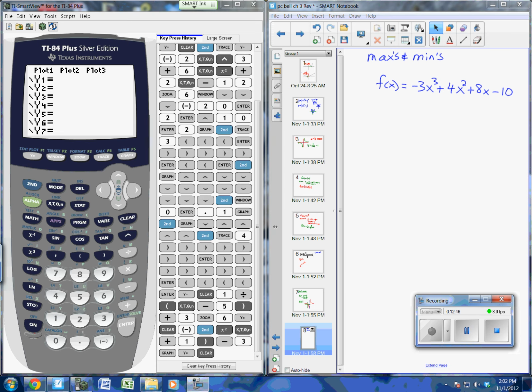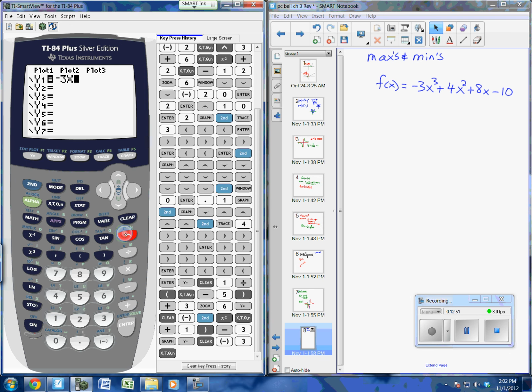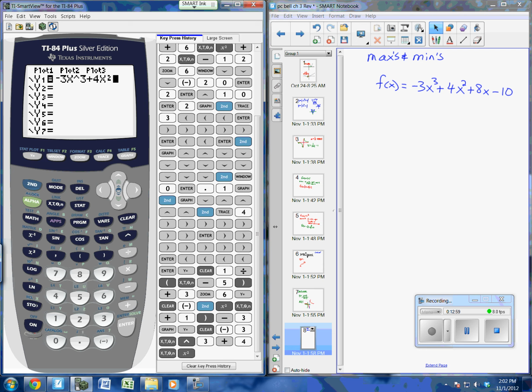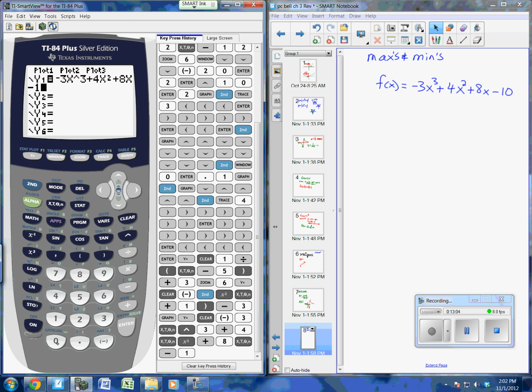So I'm going to turn this on. Okay, you guys, if you put it in the calculator, you put it in as negative 3x cubed plus 4x squared plus 8x minus 10. And I'm going to start graphing it on a standard window, Zoom 6. Oh, I forgot to talk about end behavior yet, but we'll talk about it again in a second.